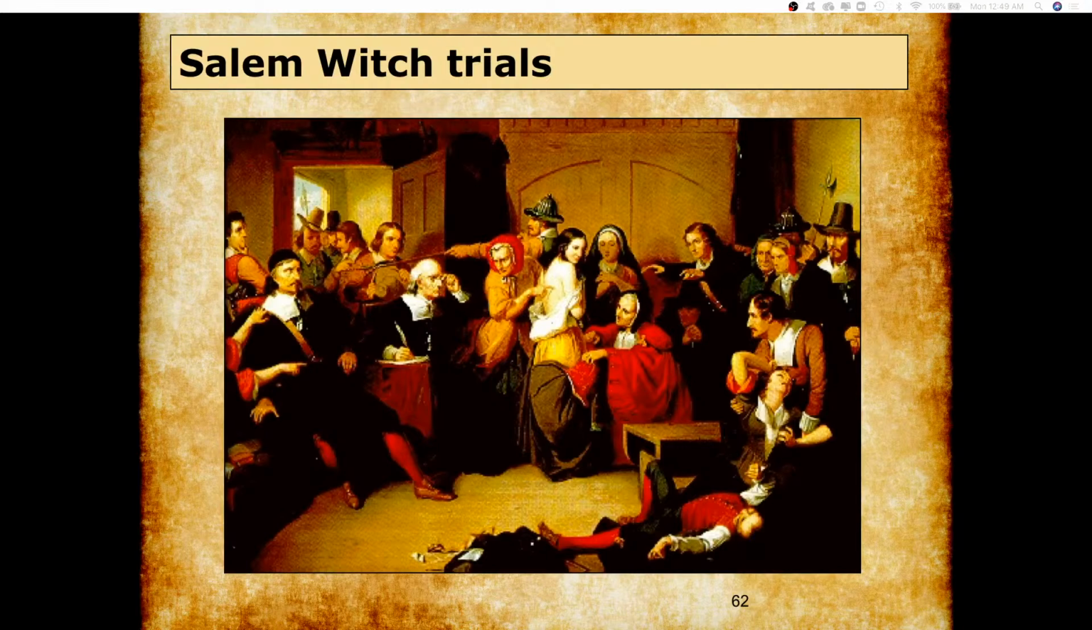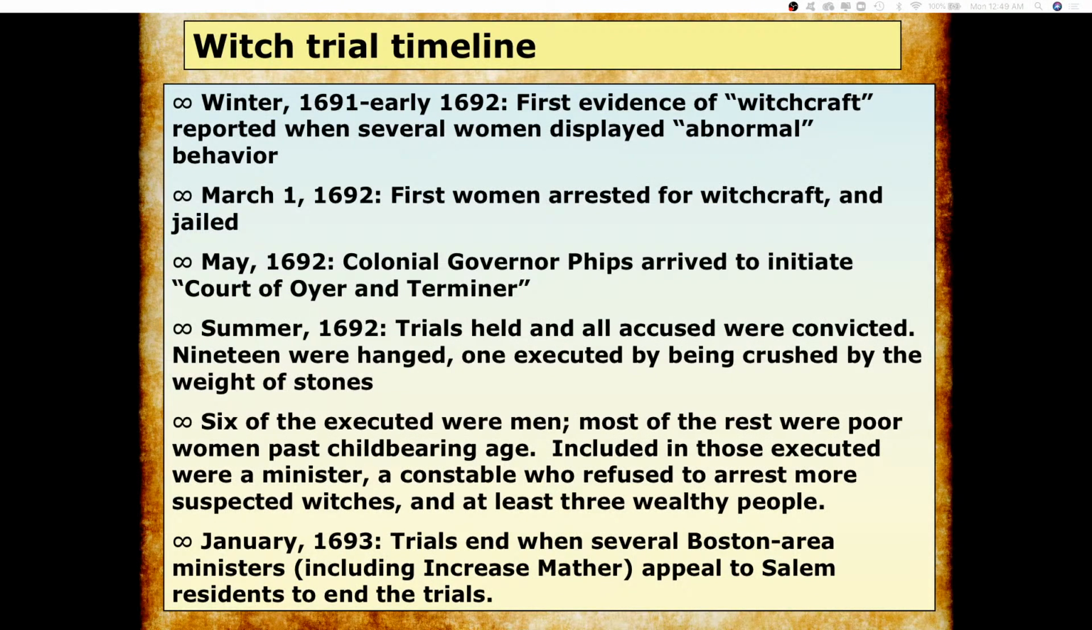So let's go ahead and figure out the bigger picture. Here's a little bit of a timeline for the trials. Winter of 1691 to early 1692, this is where we first see our evidence of so-called witchcraft, when several of these people are displaying abnormal behavior. They're acting a little weird, all right? By March of 1692, the first woman is arrested for witchcraft and jailed. And then in May of 1692, Governor Phipps is going to arrive and initiate the court, pretty much. So in summer of 1692, the trials are held, and all the accused are going to be convicted.